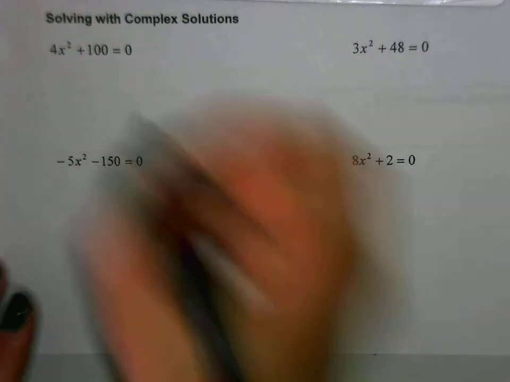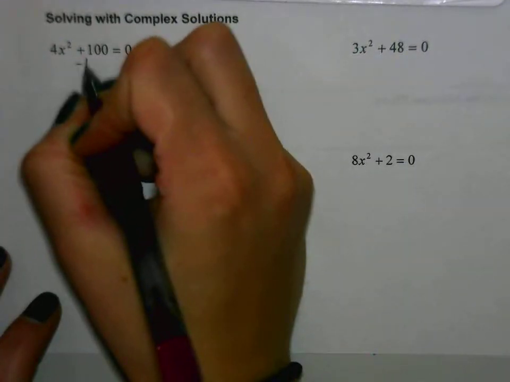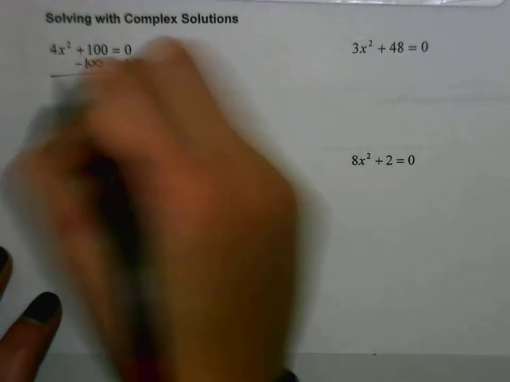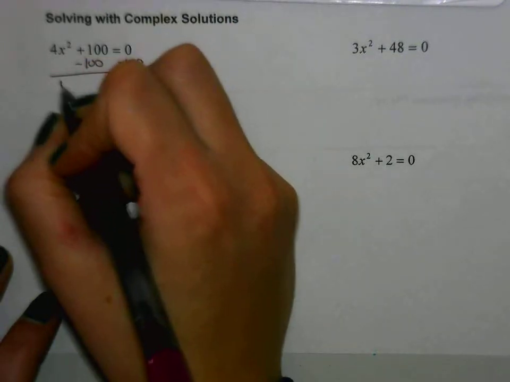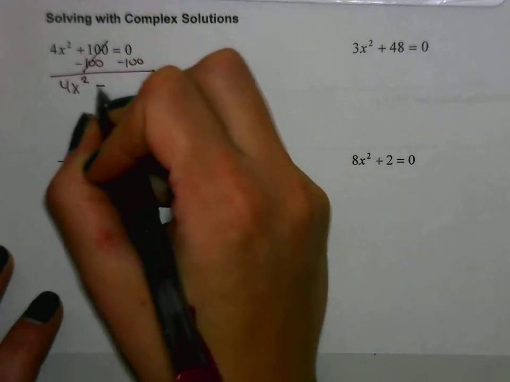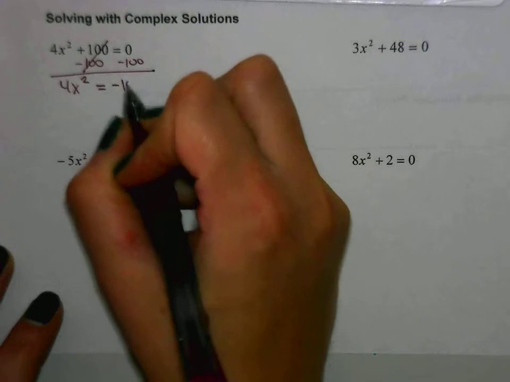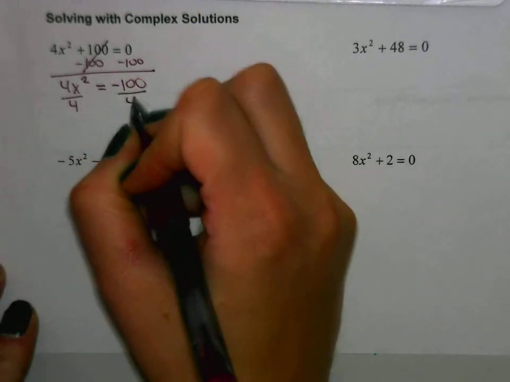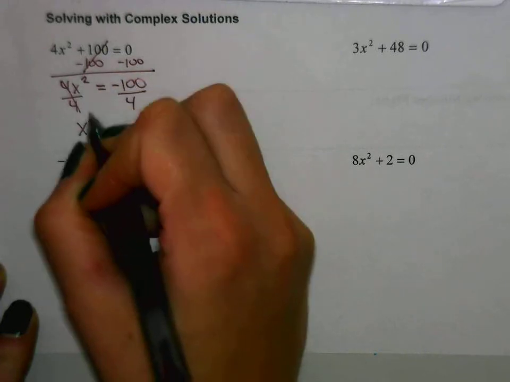So first we're going to subtract 100 from both sides. So 4x squared, 100 minus 100 is 0. 0 minus 100 is negative 100. Then we divide both sides by 4. 4 divided by 4 is 1, so x squared equals negative 100 divided by 4, which is negative 25.